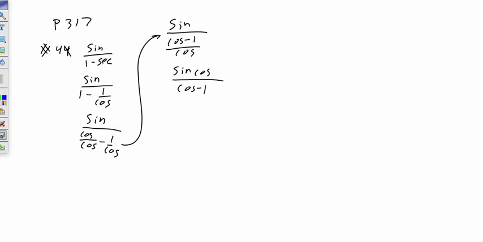Okay, whenever you have a trig function plus or minus 1 in the denominator, you're going to need to multiply by the conjugate. So we're going to multiply by cosine plus 1, the numerator and denominator. So you end up with sine cosine, cosine plus 1, all over cosine squared minus 1.